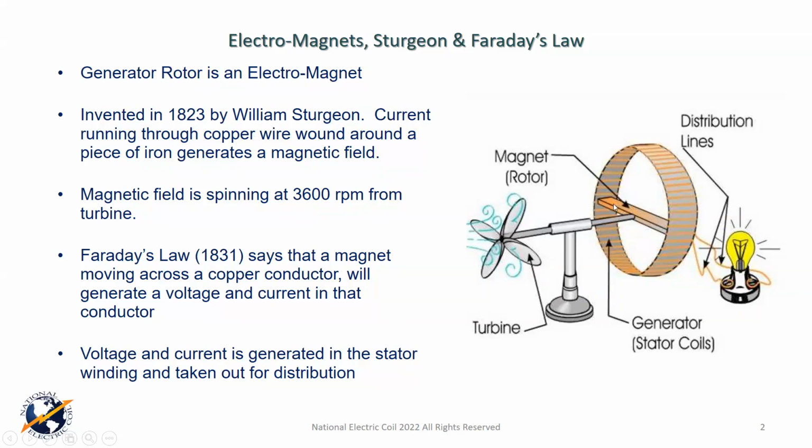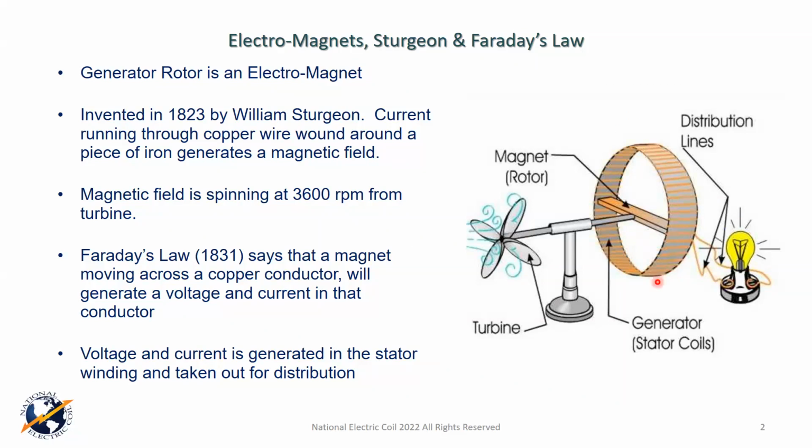If we spin that magnet, it has to cross the coils you see in the stator, these copper lines going around the item there. Here, let me see if I can get a laser pointer so it's a little better. These are all the copper coils going around the stator. And we look at Faraday's law from later in the 1800s. He said that a magnet moving across a copper conductor, here's our magnet, the rotor, moving across this copper conductor, generates a voltage and a current in that conductor.